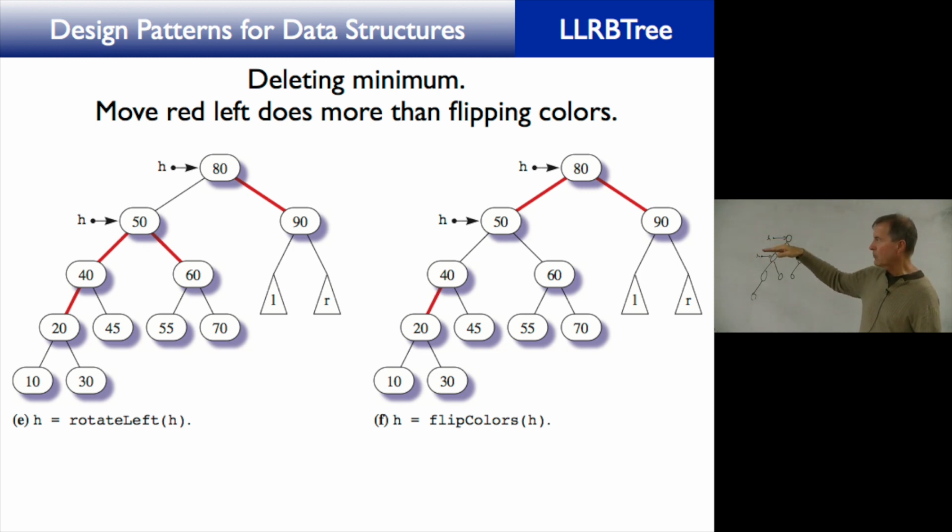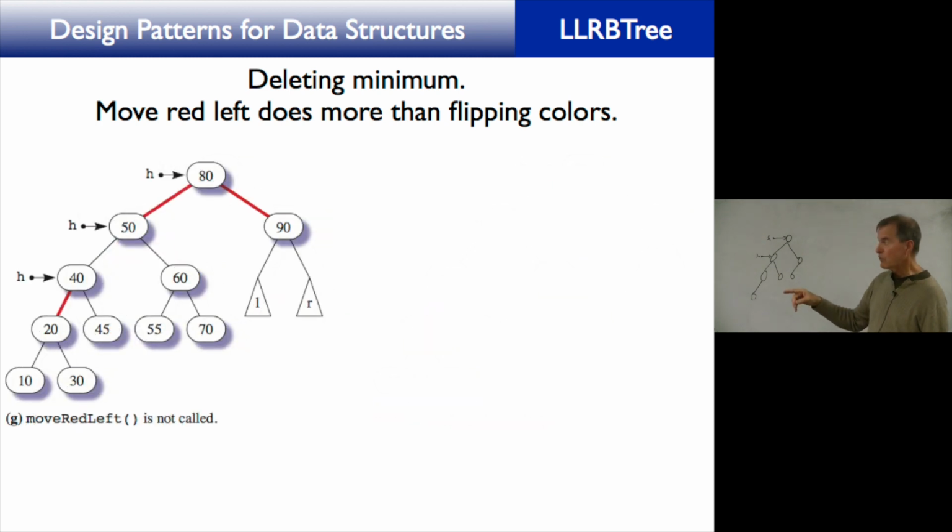So when we go down, what do we look for? We're going to go down to the 40, and what does it look for? Two black links in a row. And do we have two black links in a row when we get to 40? The answer is no. So move red left is not even called. And then we'll go down to the 20.